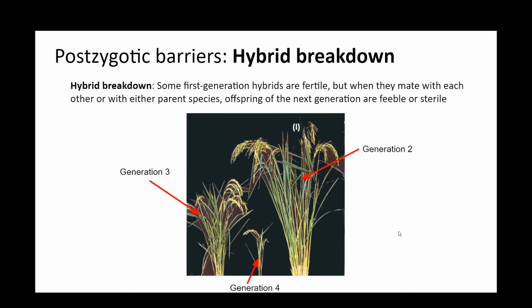The last postzygotic barrier is hybrid breakdown. In this scenario, a hybrid is created, but every generation after the first crossing results in offspring that are less and less viable in their environment.